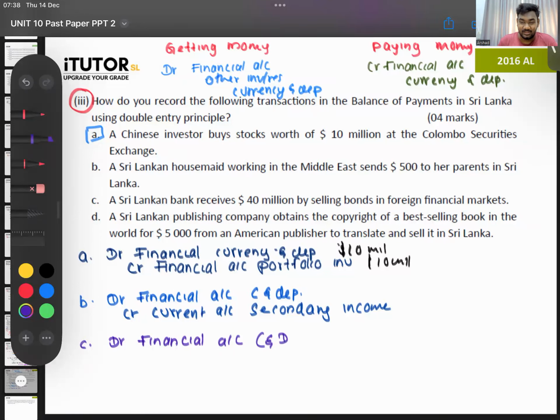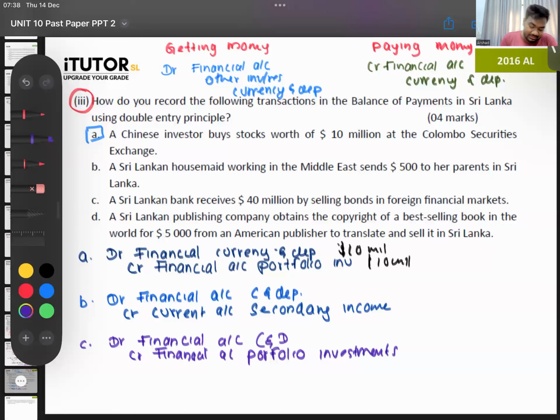Then where do these bonds go? We did a similar question. The sale of bonds, those are financial assets. Those go under portfolio investment, no? So credit financial account, portfolio investment.